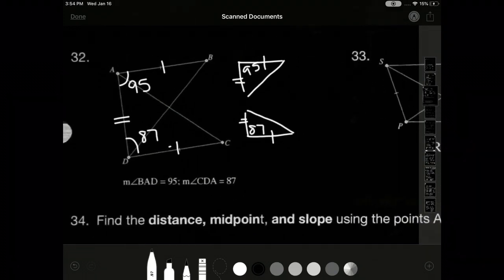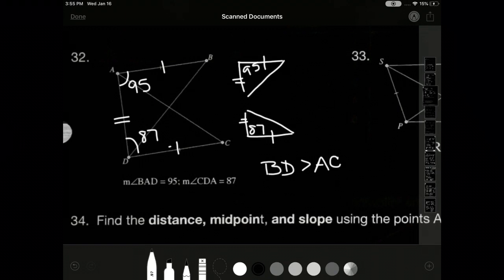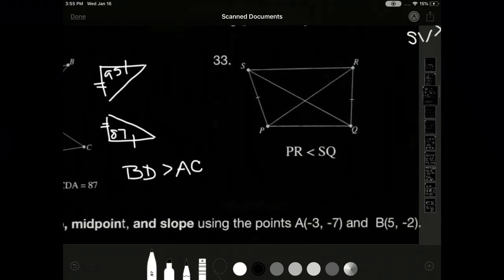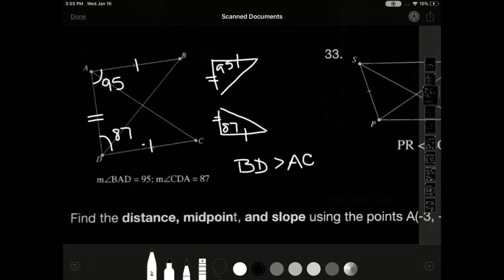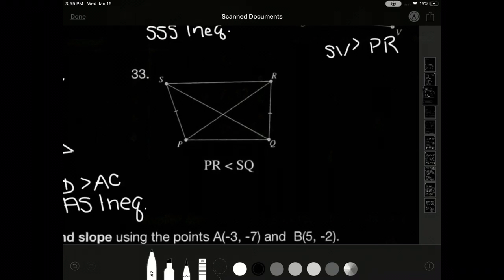Let me write that over here. Then opposite 87 is side AC. Now 95 is obviously bigger than 87, so BD is greater than AC. Oh, forgot to write. That would be SAS inequality. Sorry.